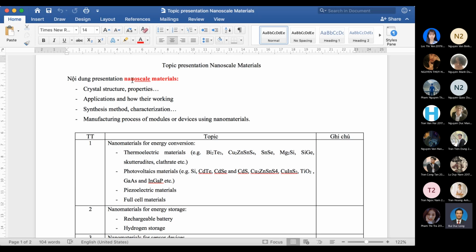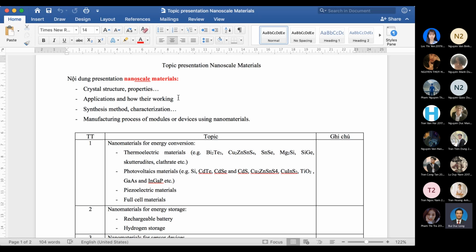For the presentation content, you have to cover several requirements. You have to show the crystal structure and properties of the material you present, and you have to show the application of this nanomaterial and how it works for the application.